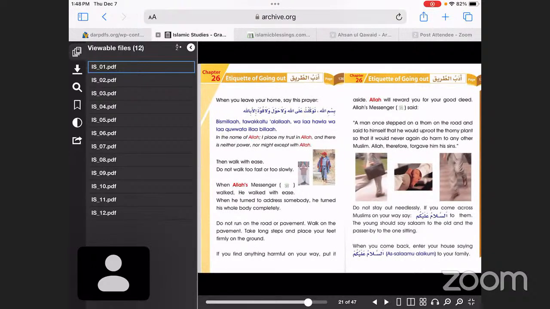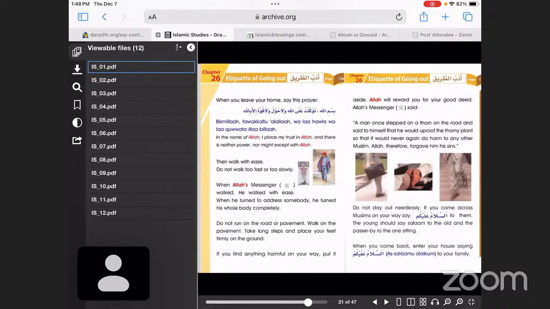When you leave your home, say this prayer. Bismillahi tawakkaltu alallah, wala hawla wala quwwata illa billah. In the name of Allah, I place my trust, and there is neither power nor might except with Allah. Then walk with ease. Do not walk too fast or too slowly. When Allah's Messenger ﷺ walked, he walked with ease.